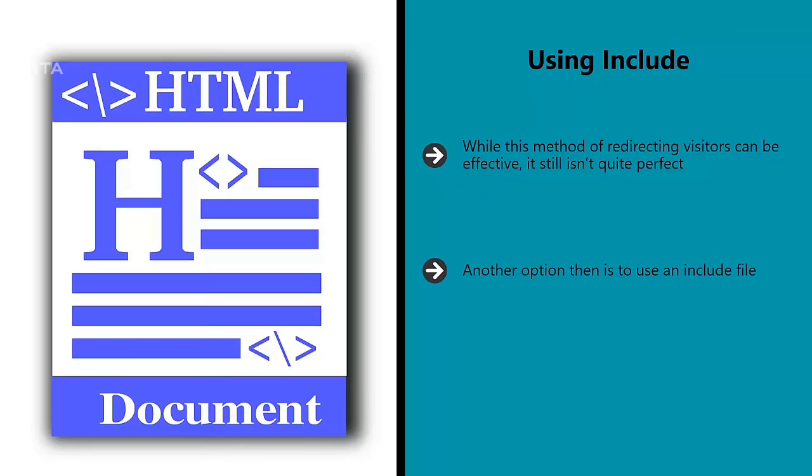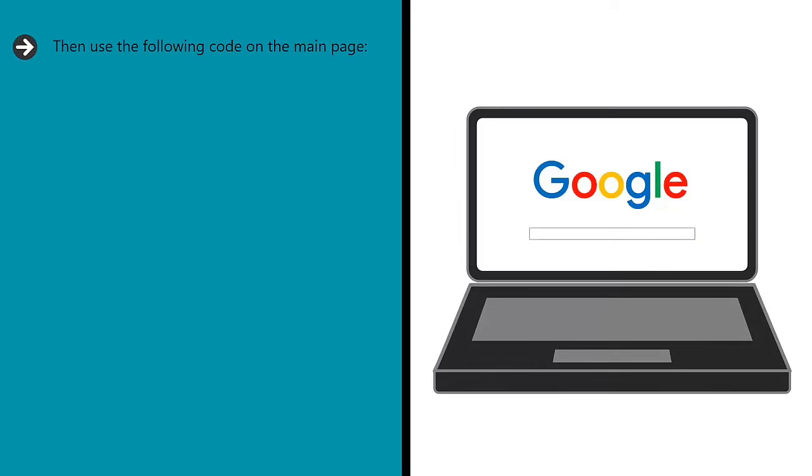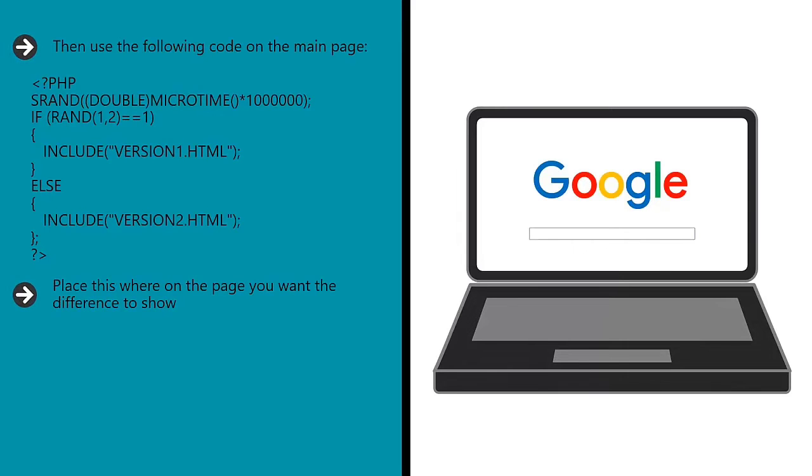Another option then is to use an include file. This basically means that the page will populate itself with content from another page, allowing a blank template to become your new version of the page. In this version, you will create two HTML pages that only contain the elements that are different. This works particularly well if you are changing something about the text, for instance. Save these as version1.htm and version2.html. Then use the following code on the main page. Place this where on your page you want the difference to show.